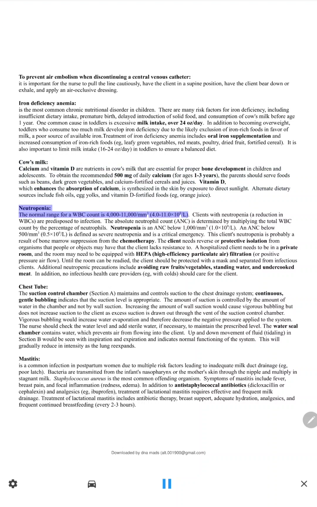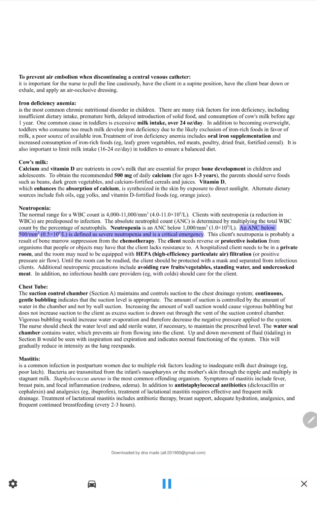Neutropenia. The normal range for a WBC count is 4,000 to 11,000 per cubic millimeter, 4.0 to 11.0 times 10^9/L. Clients with neutropenia, a reduction in WBCs, are predisposed to infection. The absolute neutrophil count, ANC, is determined by multiplying the total WBC count by the percentage of neutrophils. Neutropenia is an ANC below 1000 per cubic millimeter, 1.0 times 10^9/L.